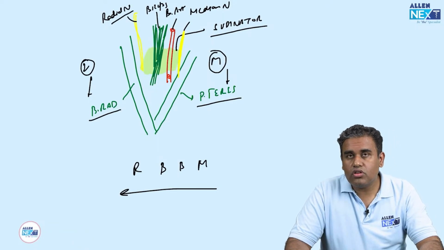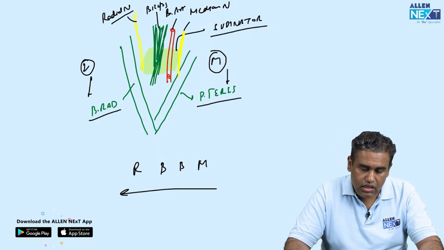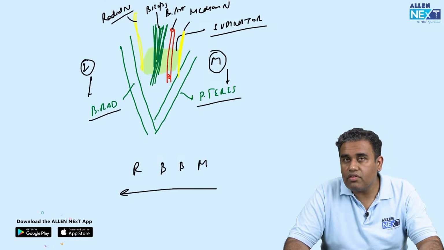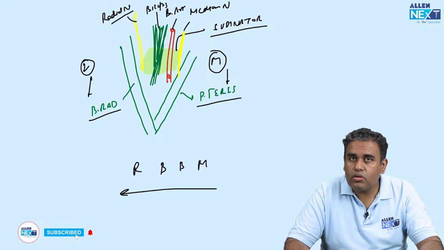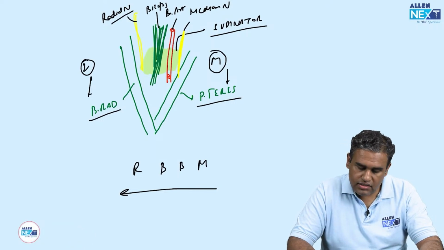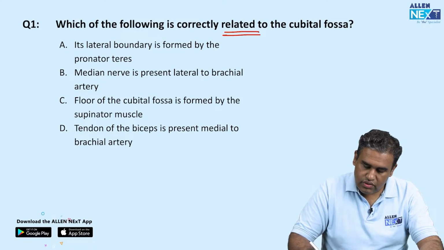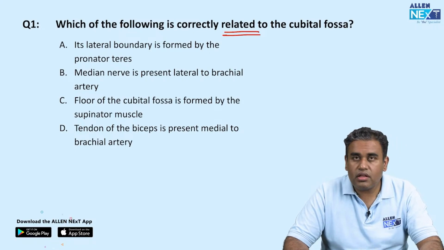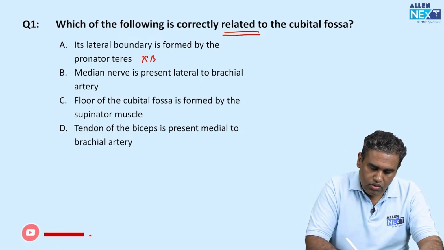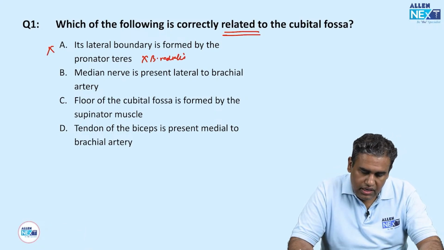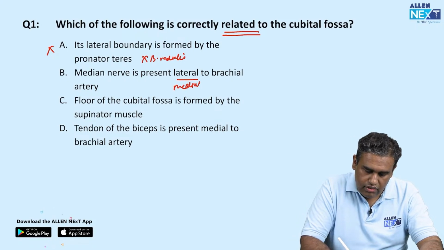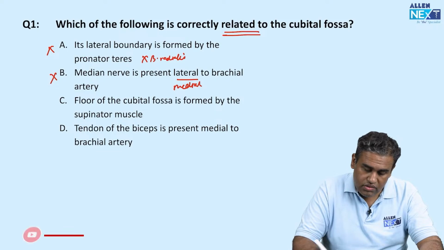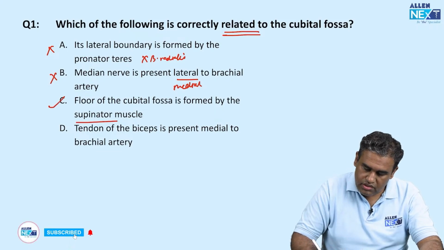The roof of this whole cubital fossa mainly consists of the median cubital vein, where we take the venous sampling. This is the basic anatomy of the cubital fossa, a very important area. Let's see the options now. So, what is correct over here? Lateral boundary is formed by the pronator teres. No, it is formed by the brachioradialis. So, wrong. Median nerve is present lateral to the brachial artery. No, it is present medial to the brachial artery. Wrong. Floor is by the supinator. Correct. Option number C is correct over here.